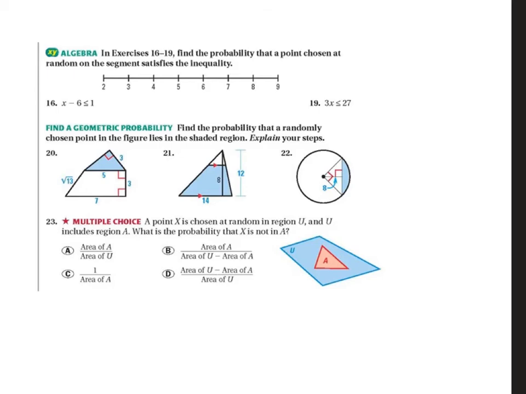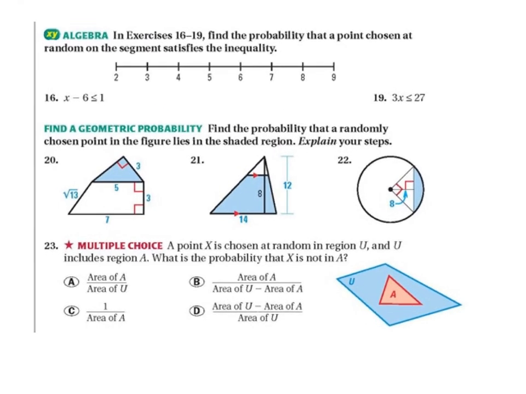If I've got an inequality that says x minus 6 is less than or equal to 1, then I'd have to add the 6, and I get x is less than or equal to 7. So less than or equal to 7 means I include 7 and everything to the left of it. So 2 to 7 would be 5 over the entire segment, which is 2 to 9, sorry, which is 7. So 5 divided by 7, 0.714, or 71%.